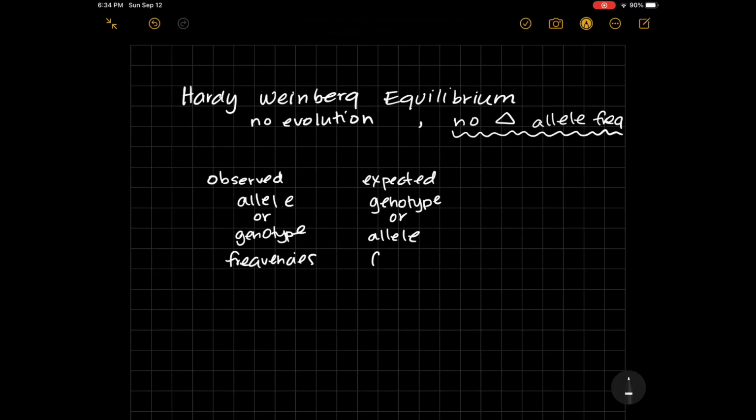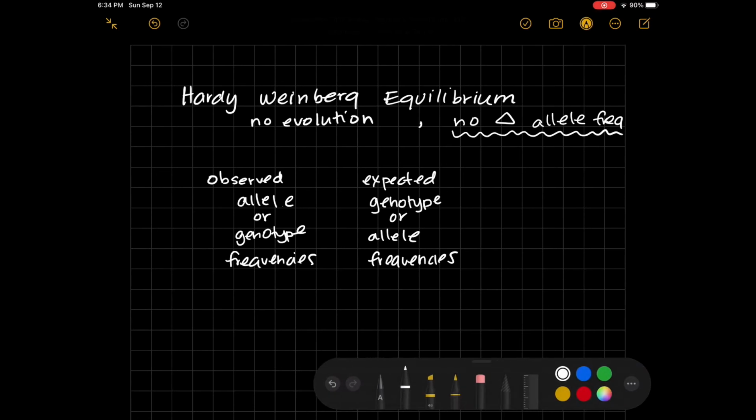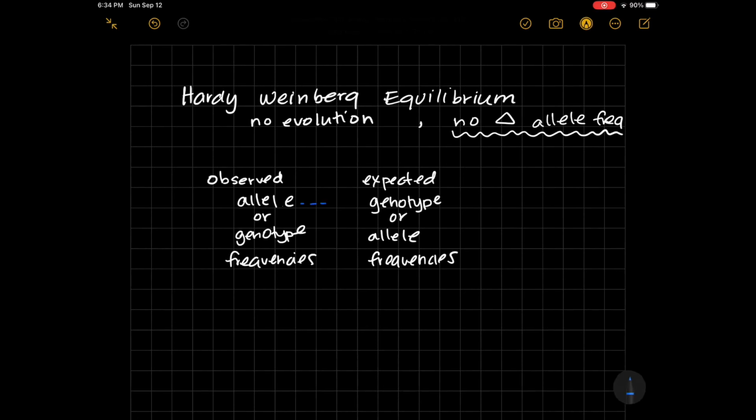Now notice that I wrote those upside down from each other because when we compare these, we're usually comparing our observed allele frequencies to expected genotype frequencies, or our observed genotype frequencies to expected allele frequencies. We actually use one to predict the other, and then we do our comparison. So I'll do an example problem of this later on for you. Observed, we're going to use that to predict something, and that prediction is going to be our expected value.